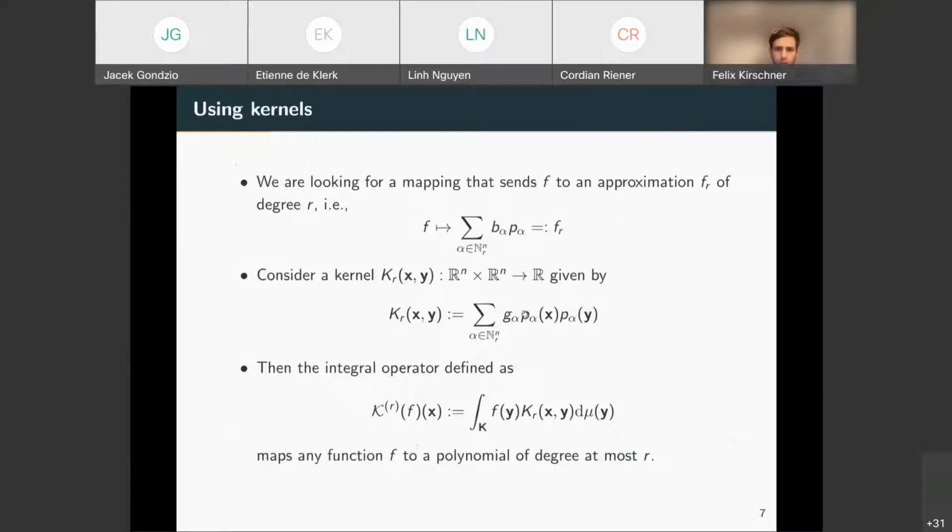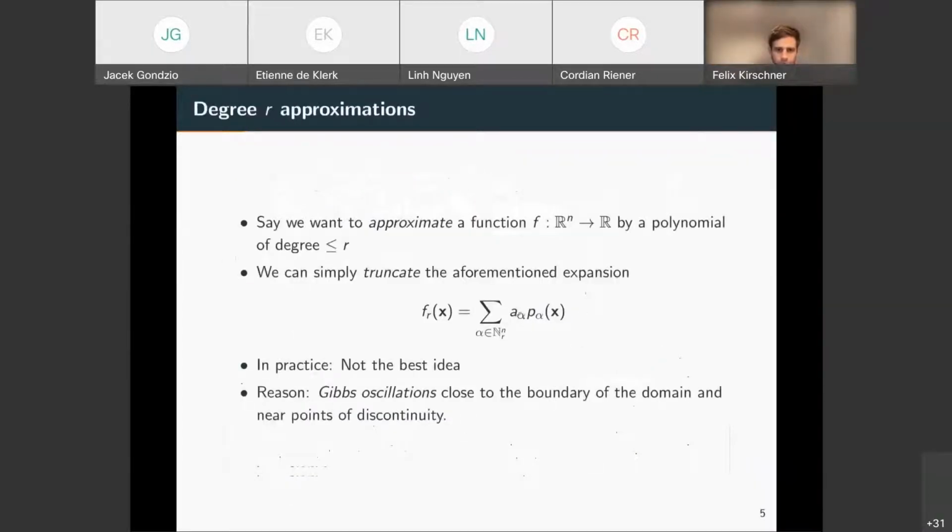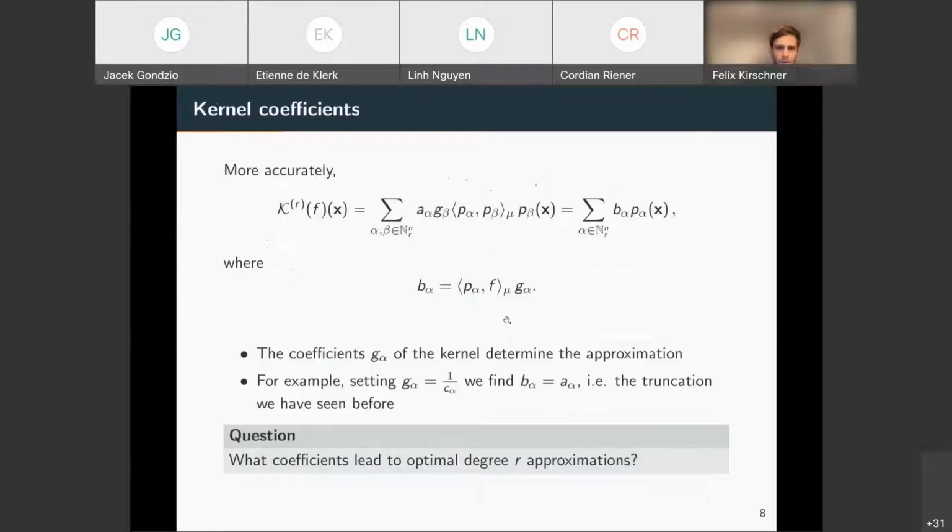So let's go back. This is what the kernel actually brings into the picture. And we see that it kind of scales up or down this coefficient right here, right? So these coefficients of the kernel determine the approximation. For example, if we simply set g_α to be 1 divided by c_α, which, if you recall, is the coefficient from the orthogonality relation, then b_α is a_α, where a_α is what I defined before here. And this would simply be the truncation of the series, right?